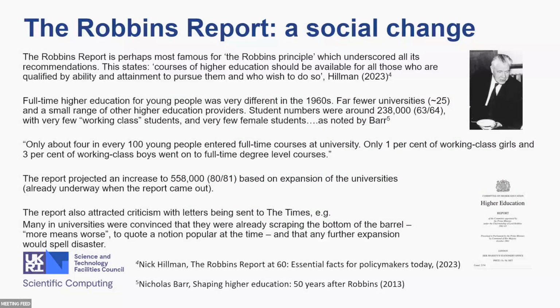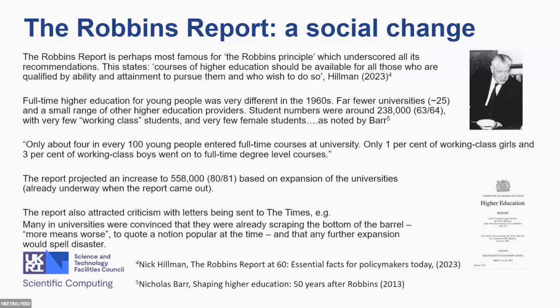And this just states that courses of higher education should be available for all those who are qualified by ability and attainment to pursue them and who wish to do so. And there are two reviews of the report by Nick Hillman and Nicholas Barr, looking at the implications and the impact of this. Robbins didn't make any change to what was happening with universities at the time. There were already quite a lot of universities being planned and coming online in the mid-60s. But the principle underpinning this about everybody who has the ability to go is important.